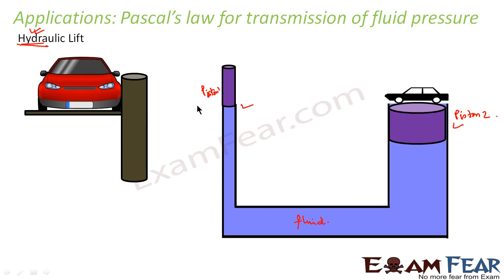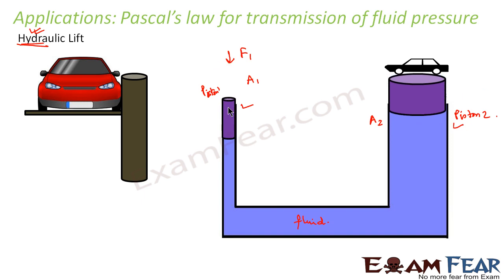This piston 1 has cross-sectional area A1. For this piston 2, the cross-sectional area is greater. Let us say that is A2. Now, if we apply a force F1 on this piston. See, this is a piston of a very small area, so we can apply a comparatively smaller force.